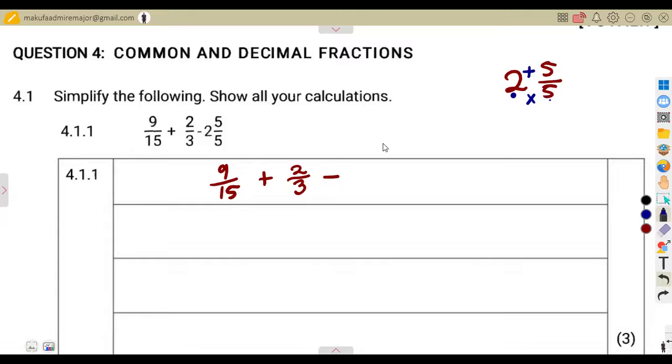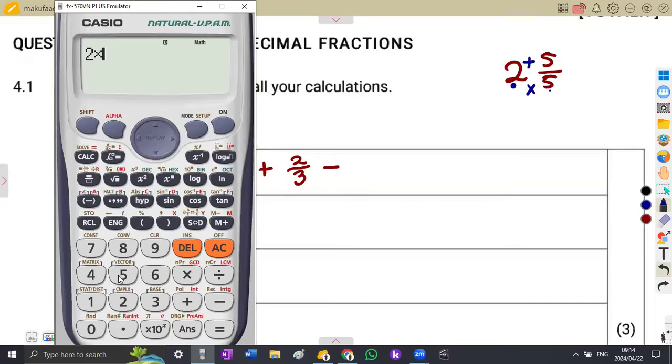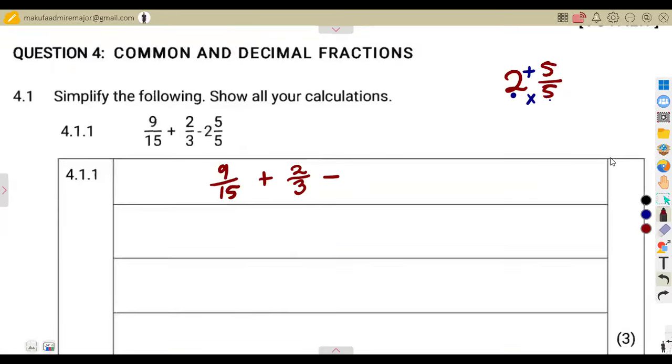But guys, if you do not know this, just use your calculator, right? If you've forgotten this, 2 times 5 first, that is 10. Then after that, you add a 5 on the numerator. That's a 15. So it's going to be 15 over a 5. All right. So that's minus 15 over a 5. You multiply, you add.